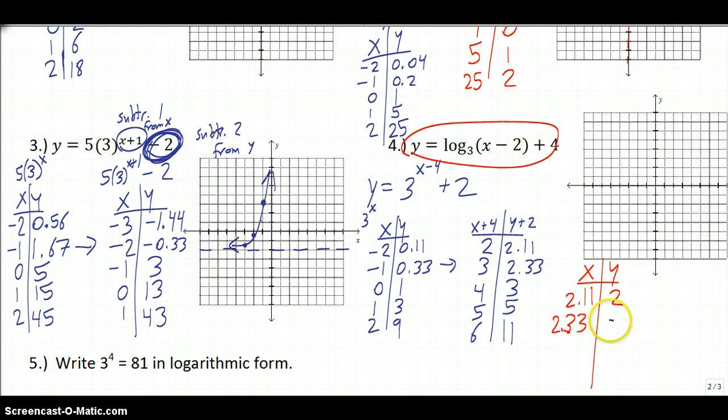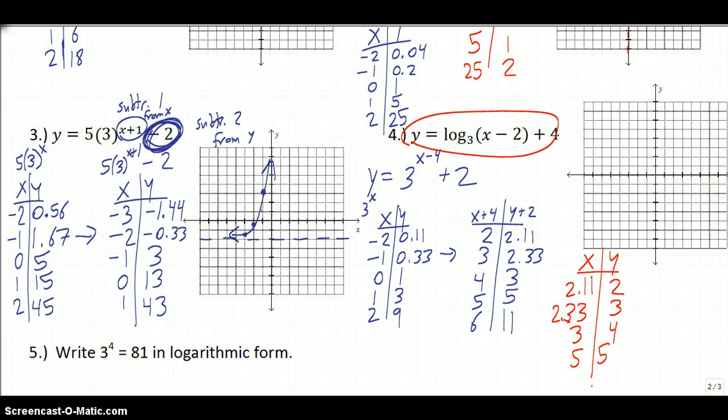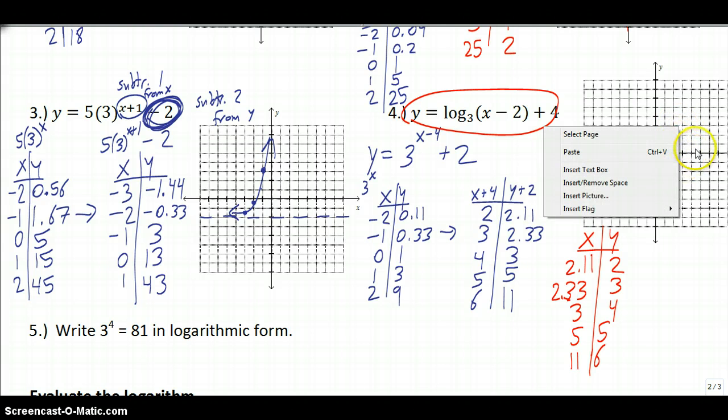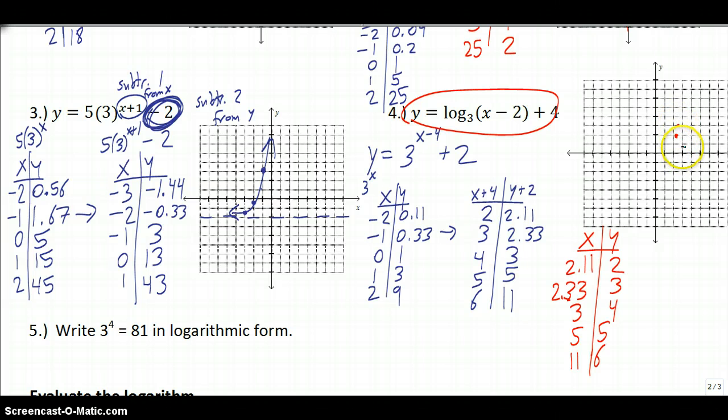2.11, 2. 2.33, 3. 3, 4. 5, 5. Ooh, they're going to meet at that point. And then 11, 6. So here we go. 2.11, 2. Be right there-ish. 2.33, 3. 3, 4. 5, 5. And that last point's going to be tricky to graph. So there's your graph. Okay.